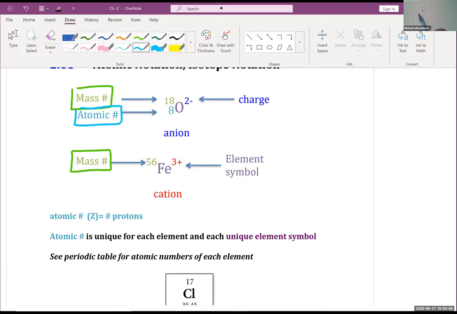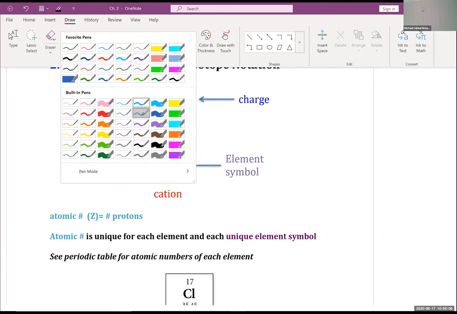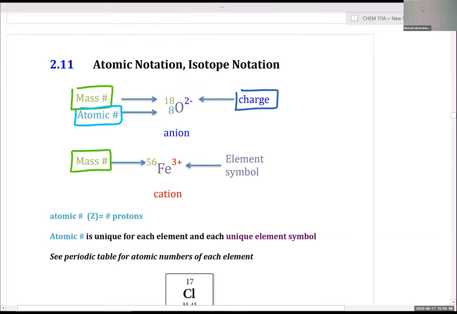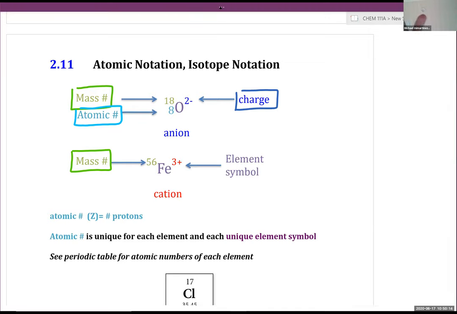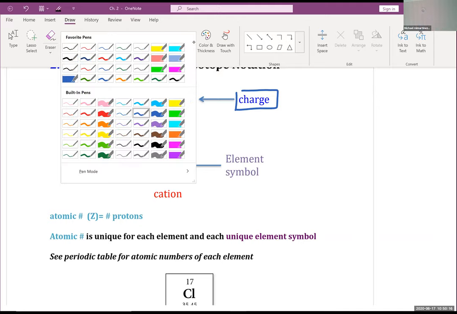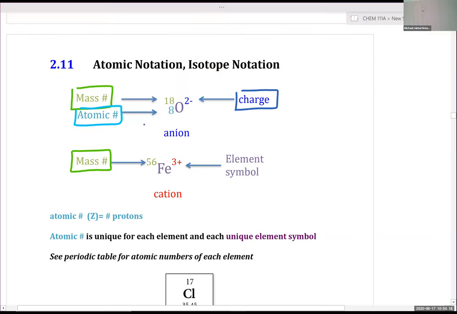If your particle is charged, your charge will be found in the upper right-hand corner. And most importantly, for the majority of elements that you'll see, unless you're playing a fill-in-the-blank game or dealing with a problem where it's intentionally left blank, you will always be provided the element symbol for your element.